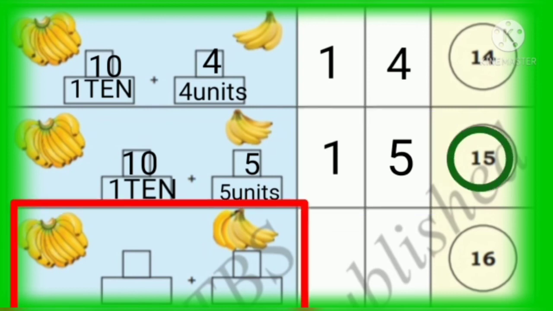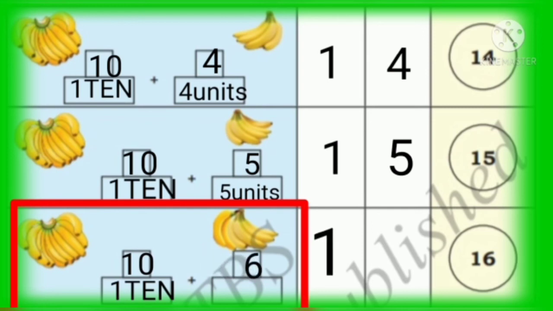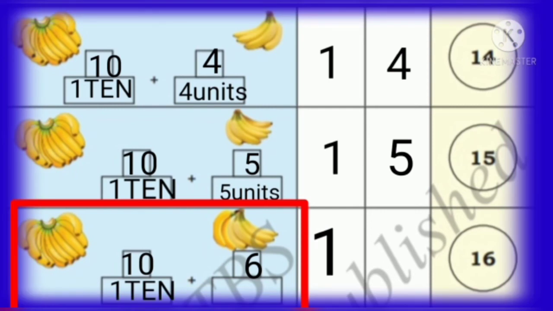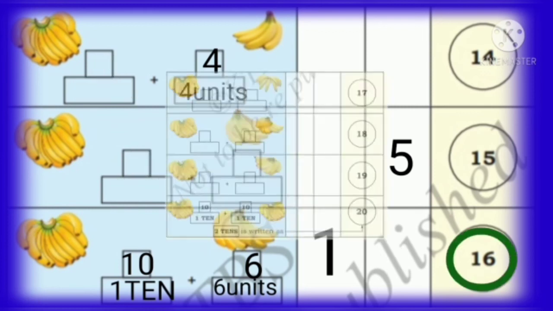Next they purchased 1 bunch and 6 single bananas. 1 bunch means 10. So we will write 1 in tens place. Next there are 6 single bananas. So we will write 6 in units place. 1 and 6 can be written as 16.